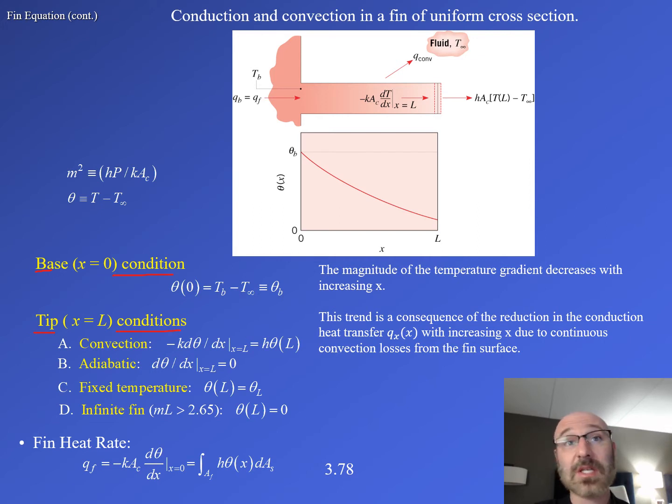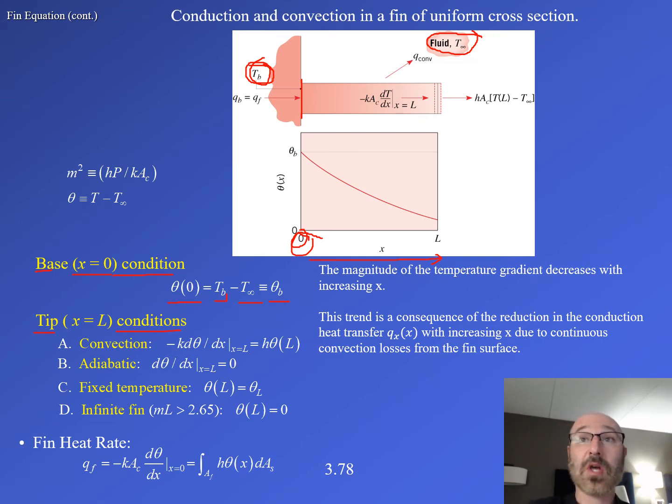Our base condition is when x is equal to 0. So if we move over in our x direction, here's our 0 right there. When x is equal to 0, this is our T sub B. So we have this relationship: theta of 0, when x is 0, is equal to our temperature difference between the temperature at our base, when x is equal to 0, minus our T sub infinity, or our fluid temperature. And this is what we're going to call our theta sub B.